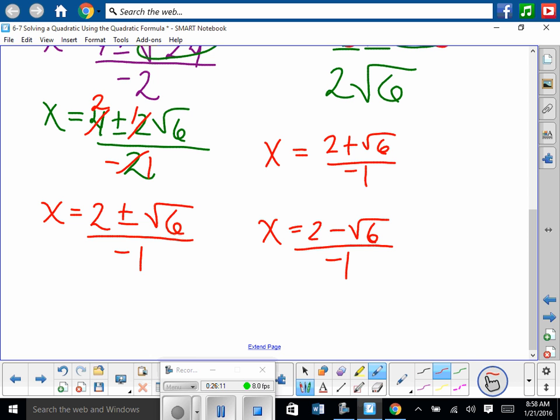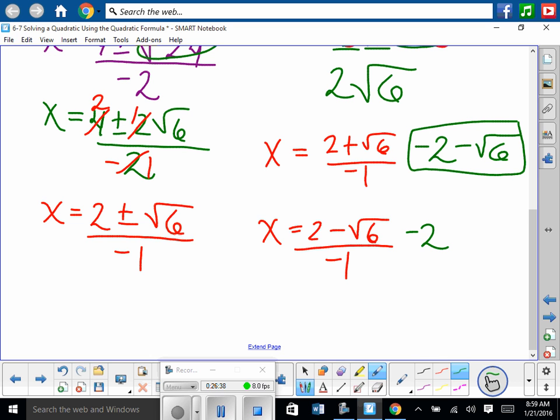Now this would not be how I'd write the answer, because we can divide by negative 1, right? So what's 2 divided by negative 1? Negative 2. What's positive square root of 6 divided by negative 1? Simply negative square root of 6. This would be the most simplified answer. I'd make you go that far. And then over here, 2 divided by negative 1 is, once again, negative 2. And then a negative square root of 6 divided by negative 1 becomes positive square root of 6. So we still have our answers here. It all comes down to simplifying correctly.